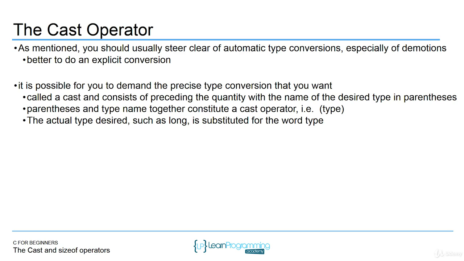This is called a cast, and it consists of preceding the quantity with the name of the desired type in parentheses. So parentheses and type name constitute the cast operator. You do a left parenthesis, then you specify the data type, and then a right parenthesis. That's going to convert whatever expression is to the right of it, or even just a single variable, to whatever type is inside the parentheses. So the actual type desired, such as long, is substituted for the word type.